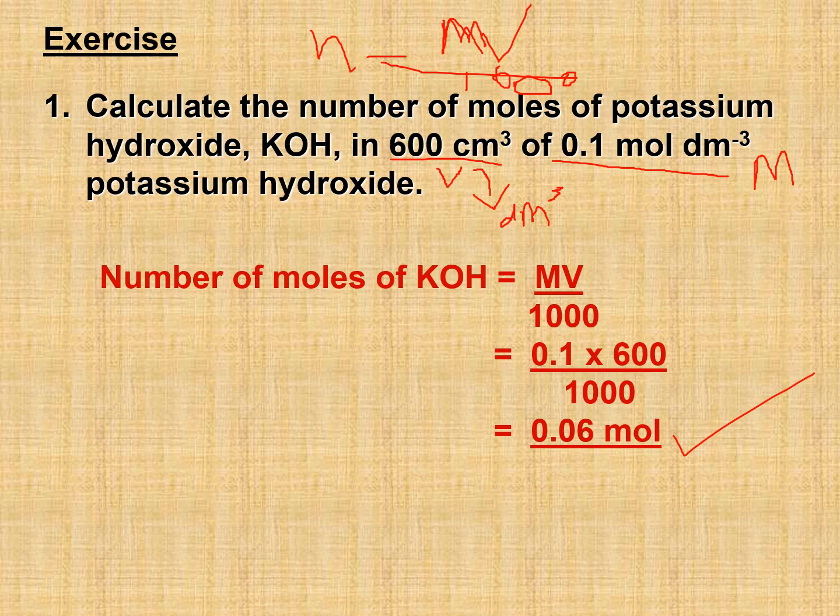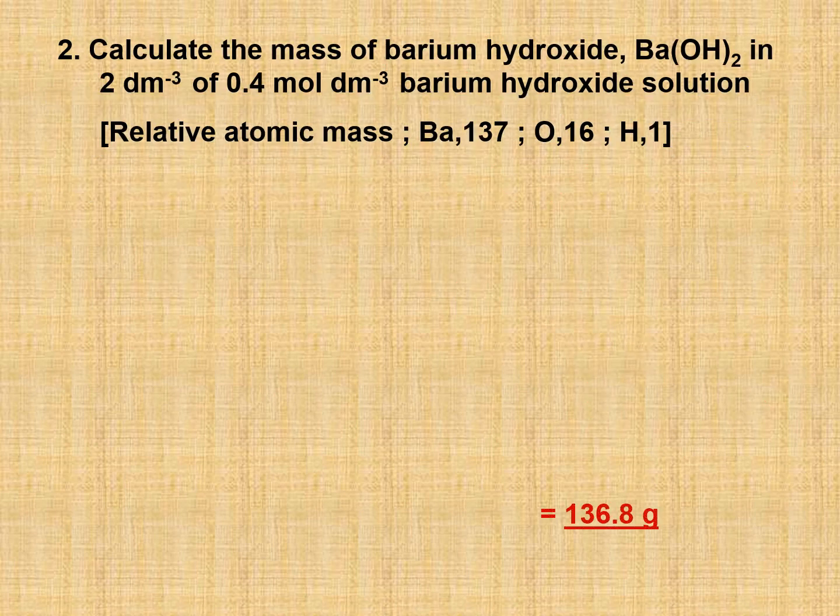So there is another calculation. I need you to calculate it yourself. I'll give you the final answer, which is 136.8 grams. The question asks you to calculate the mass, so it should be in grams. And given to you is 2 dm cube. What is 2 dm cube? It's the volume. And what is 0.4 mole per dm cube? It is the molarity of barium hydroxide. Do calculate the mass. End of part 6.